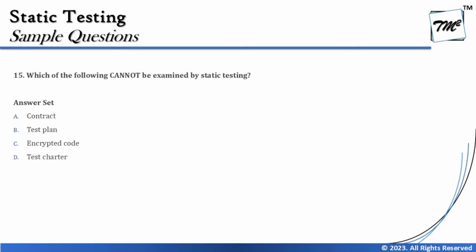The very first question we have for you is number 15, which says, which of the following cannot be examined by static testing? I think we need to keep it pretty straightforward at this point of time. When it comes to static testing, almost every single type of written documentation has the capability of getting reviewed. That means as far as humans are able to read it, they can verify it, they can review it, and they can conduct static testing on that.